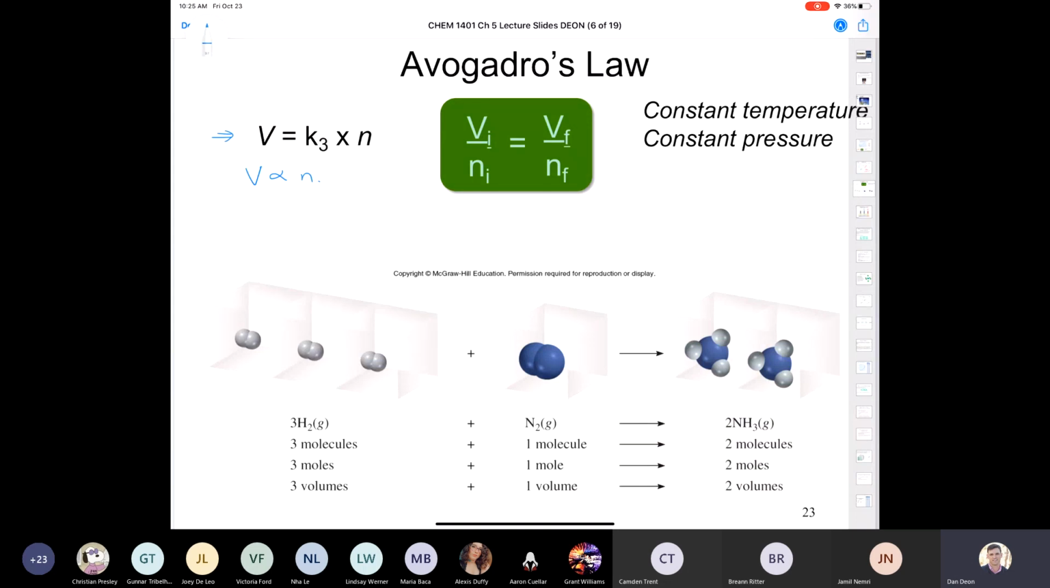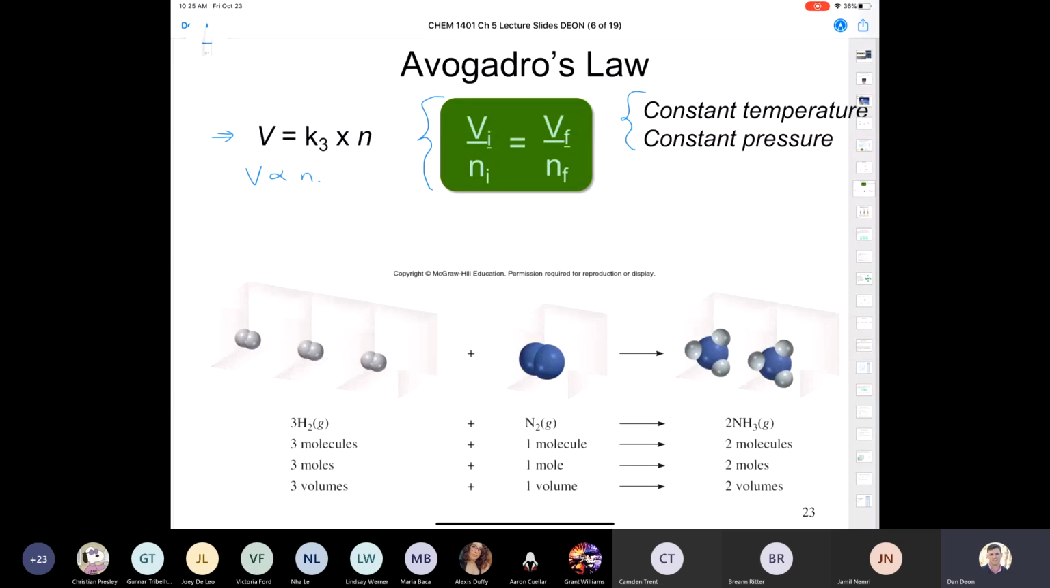And so if we use the initial and final method, and we assume constant temperature and constant pressure, we can write Avogadro's law as initial volume over initial number of moles is equal to final volume over final number of moles. And so this is one case where you can use a balanced equation. You can actually use the stoichiometric coefficients in a balanced equation to relate the number or the volume of gases.